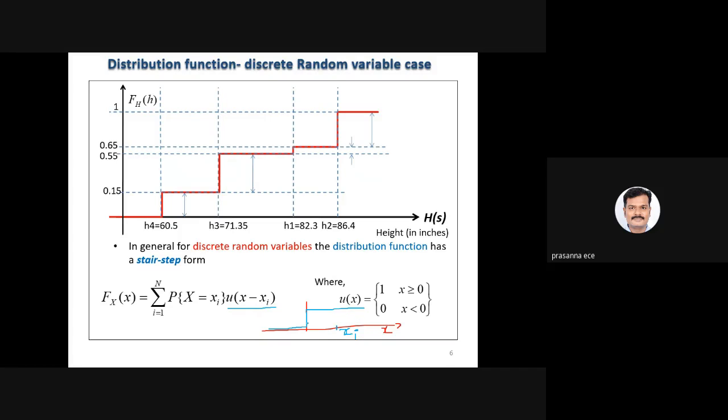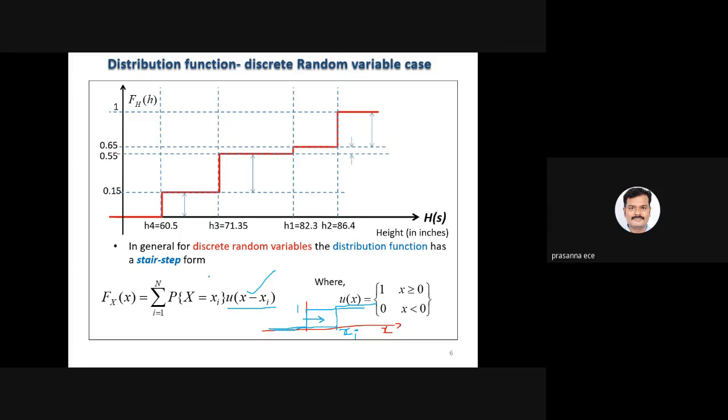So what happens is this function shifts to that particular place xi. It becomes 0 for all the values below xi, and at xi it rises and becomes 1. So this is the value of 1. This is called a unit step function. This is the shifted version of the unit step function.